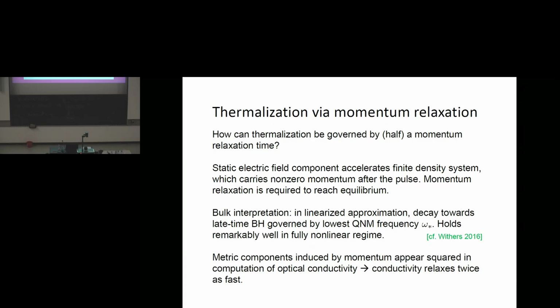So let's go through the mechanism once again. How can it be that this thermalization is governed by half a momentum relaxation rate? Well, I already mentioned the fact that you induce momentum, which has to relax. So the bulk interpretation of that is that in a linearized approximation, the decay would be governed by the lowest quasi-normal mode frequency. But then if you look more carefully, you can convince yourself that the induced momentum appears squared in the computation of the conductivity, and that's why the conductivity relaxes twice as fast. We also have some symmetry arguments to argue that this is indeed the case.